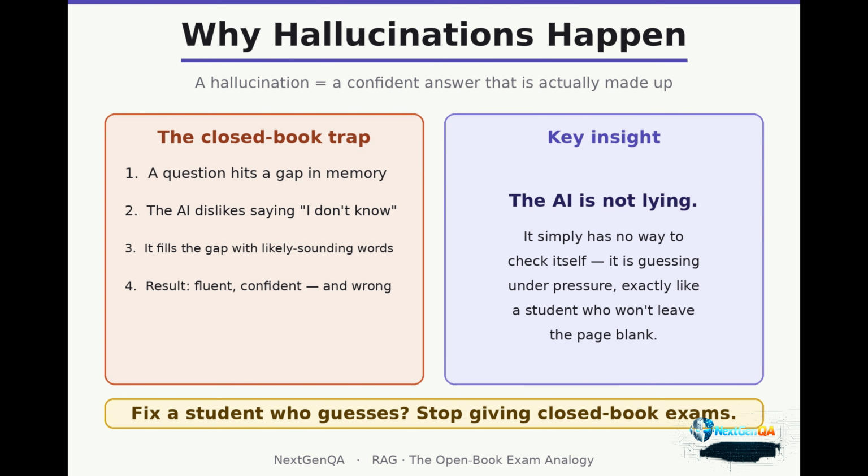Important point. The AI is not lying on purpose. It genuinely doesn't have a way to check itself. It is guessing under pressure, exactly like a student in a closed book exam who doesn't want an empty page. So now we have the core problem clearly. The AI's memory is frozen, general, and fuzzy, and when it hits a gap, it guesses confidently. How do we fix a student who guesses? Simple. We stop making them do a closed book exam.